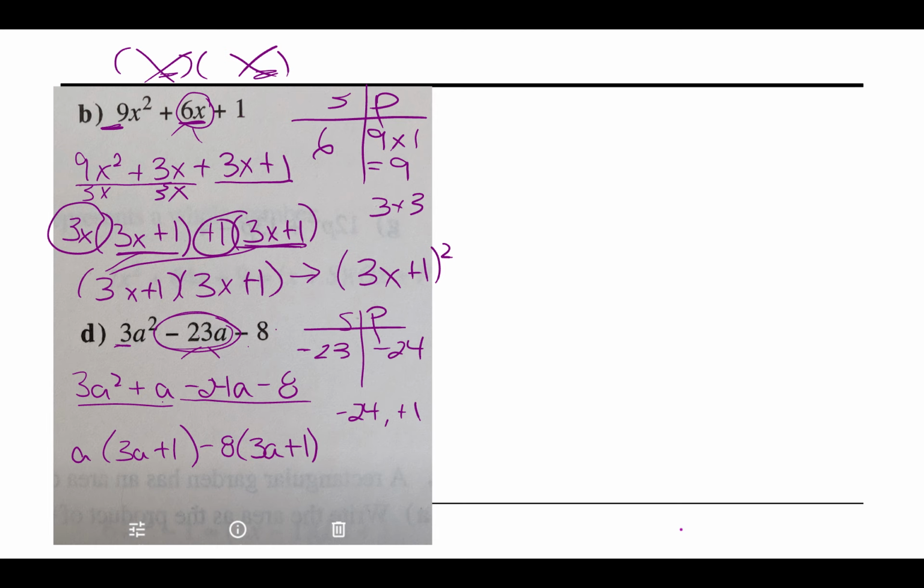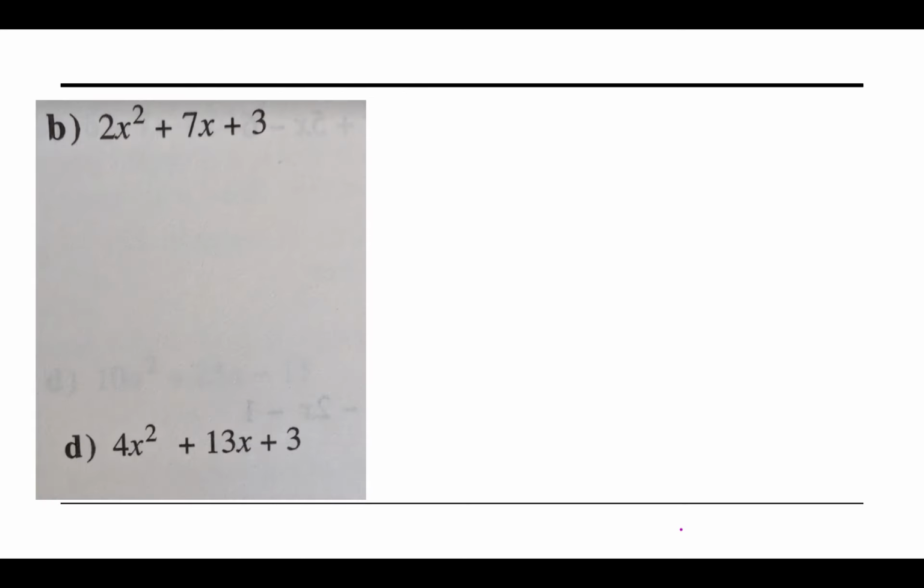So again, this is a check step. You know you're on the right track because you have the same binomial within each term. So now we can take that out, 3a plus 1, and you're left with a minus 8. And now that one is done. Let's do two more, just keep practicing. So we have this number out front. We can't take a common factor out, so we have to factor by grouping.